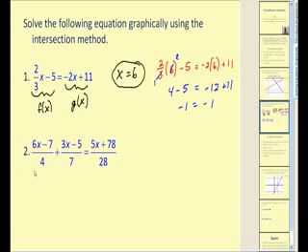Now it might be a big time saver in a problem like number 2, as long as you're cautious when you enter in f of x and g of x into the graphing calculator. So again, the left side would be f of x, or what we can call y1, and the right side what we call y2 or g of x.